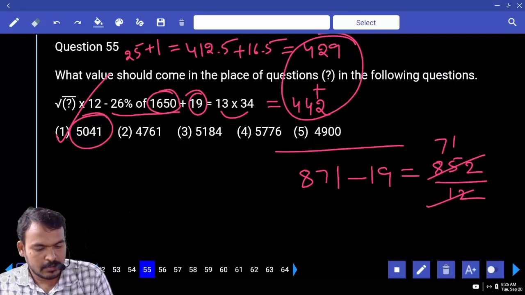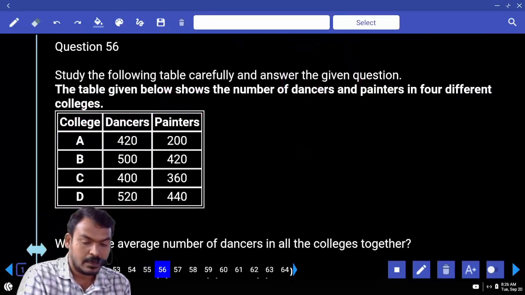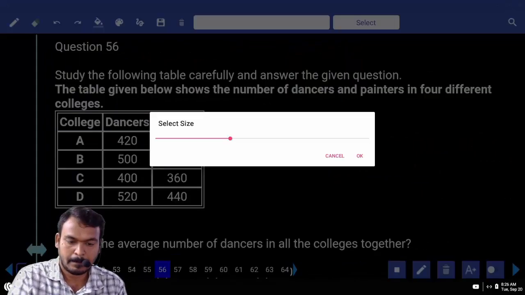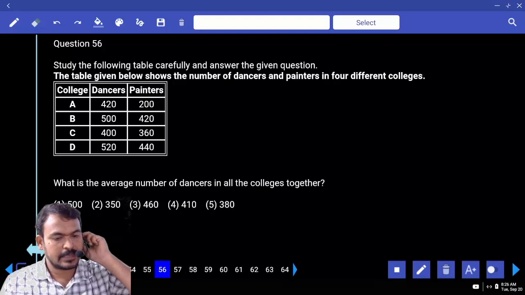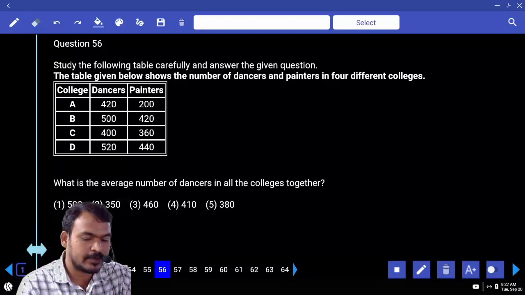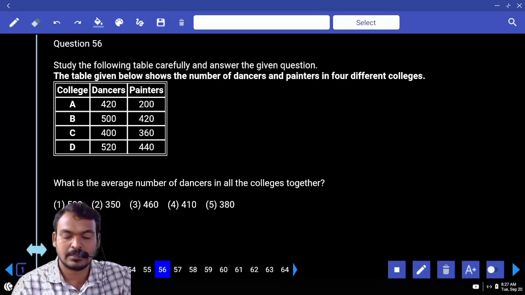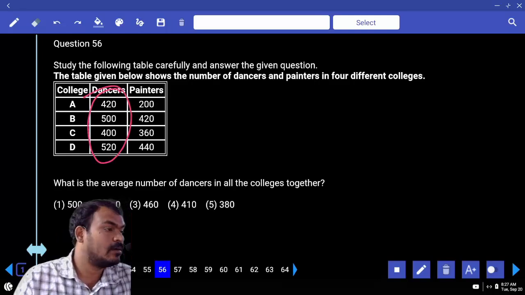Next question number 56. A table is given. First, colleges A, B, C, D, dancers and painters are given for every college. What is the first question? What is the average number of dancers in all the colleges together?